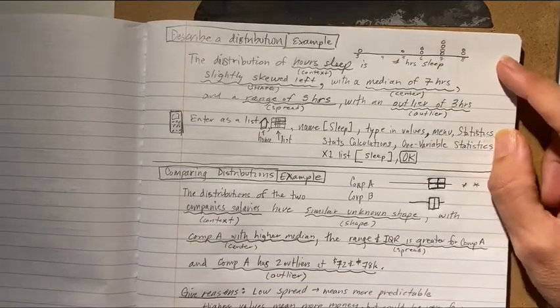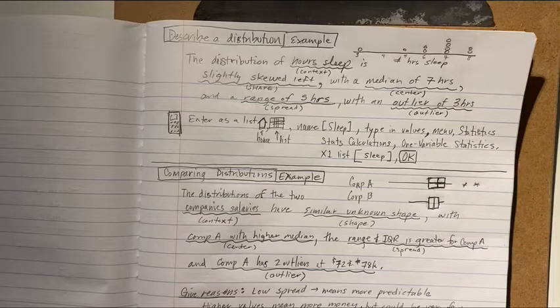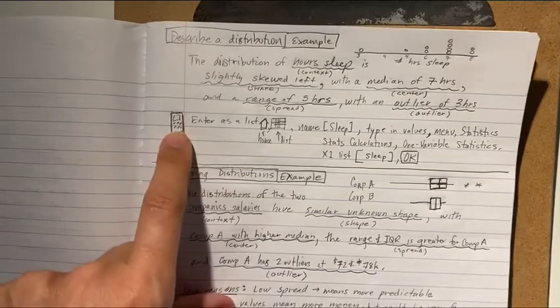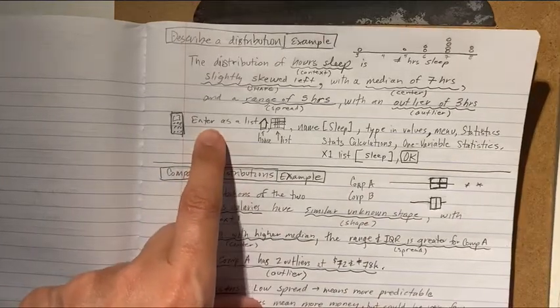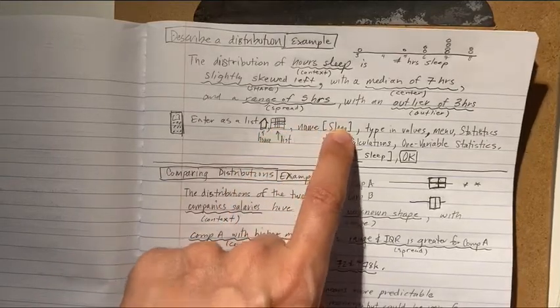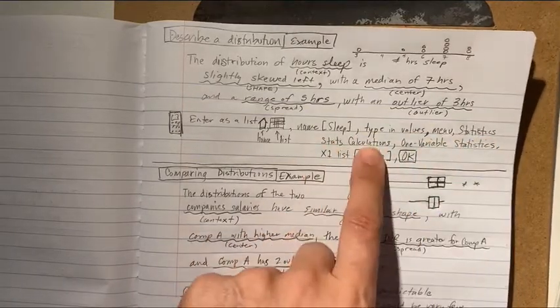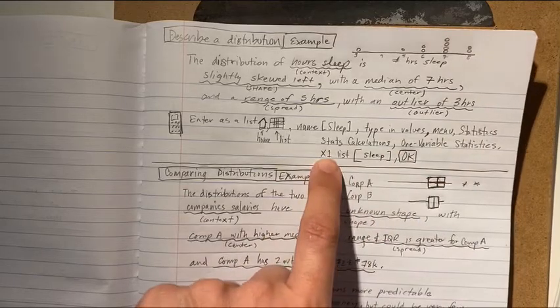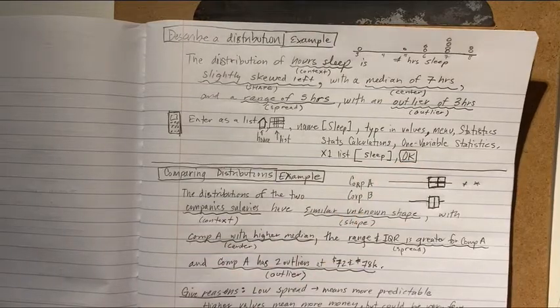So what if I needed to do more with this data? Chapter 1 is called one variable statistics, right? One variable data. So I put this little symbol if I need help remembering what to do with my calculator. My directions I wrote for myself are: enter as a list. I want to hit home and list. I have to name the list, so I named it sleep. I type in the values, hit menu, stats, calculations, one variable stats, and then I have to tell it the first list, name it sleep, and hit OK. That's how I could get the calculator to calculate anything that I want.